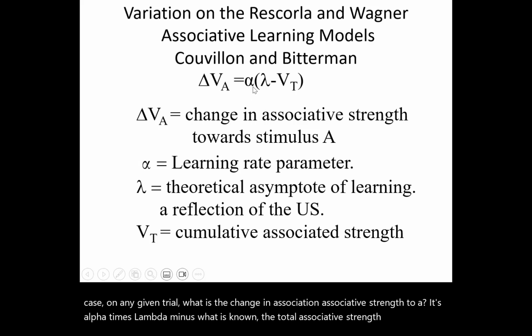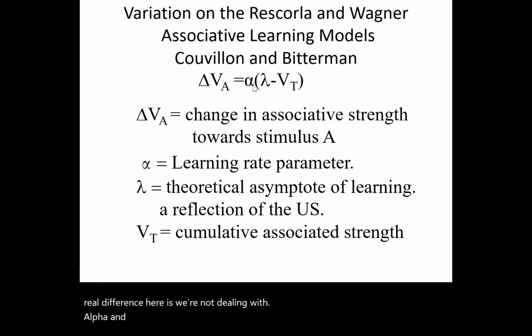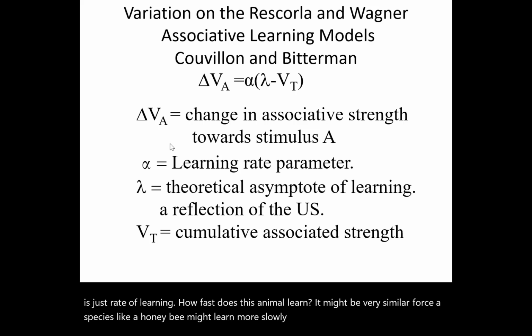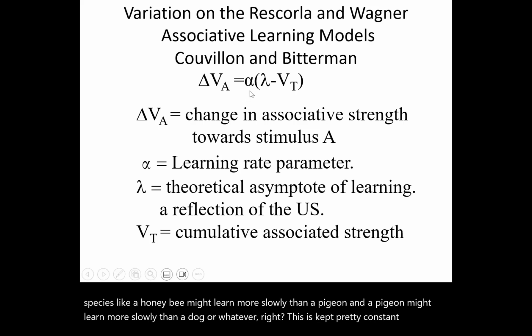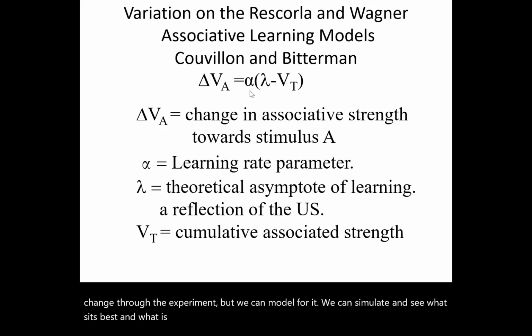Now, the only real difference here is we're not dealing with alpha and beta and the salience of this and the salience of that. We talked about alpha as just the rate of learning. How fast does this animal learn? It might be very similar for a species. A honeybee might learn more slowly than a pigeon, and a pigeon might learn more slowly than a dog, or whatever, right? This is kept pretty constant. It doesn't change through the experiment, but we can model for it. We can simulate and see what fits best and what is the best learning parameter.